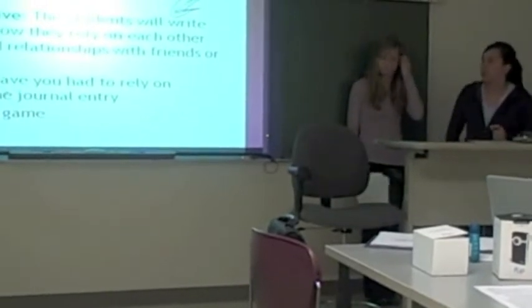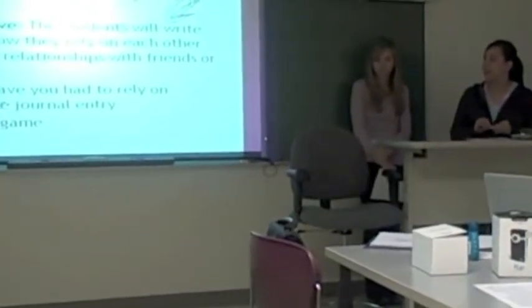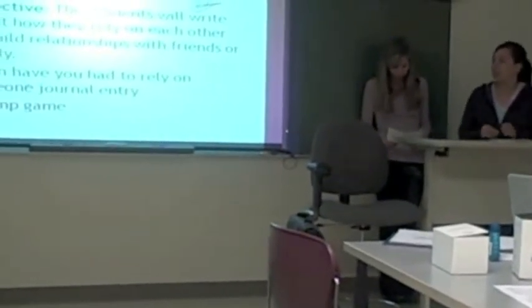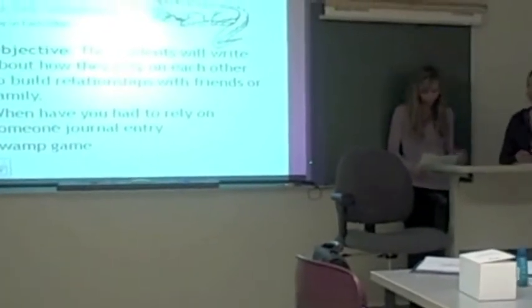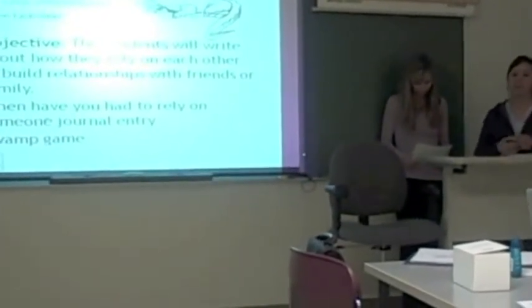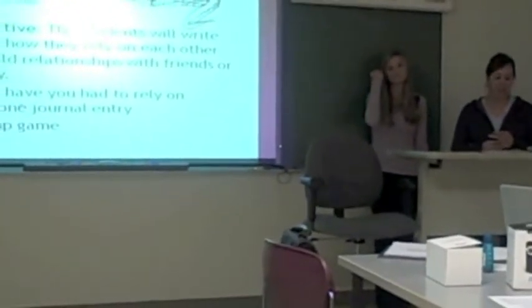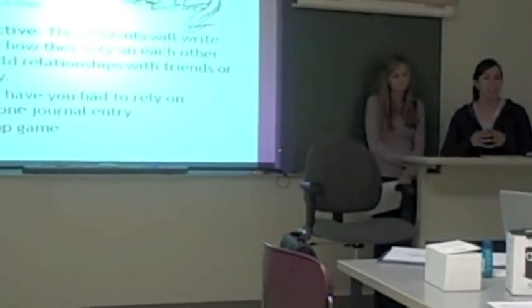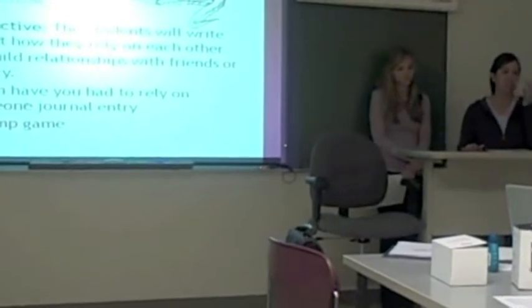And then the next one was relying on each other, and the students will write about how they rely on each other to build relationships with friends or family. And they will do another journal entry of what they have had to do to rely on someone. And then there's a game that goes along with this one, and it's called the Swamp Game. And you need an open classroom or an open area, maybe a gym, to do this.